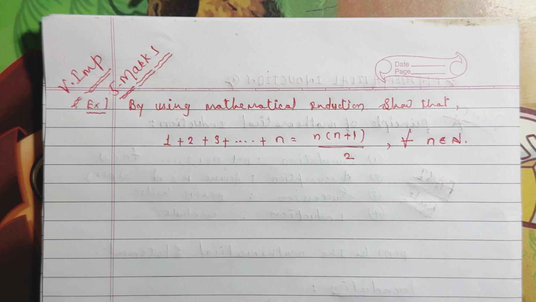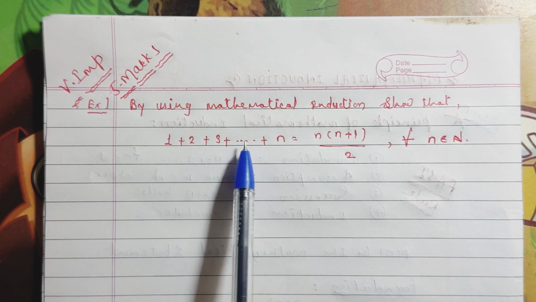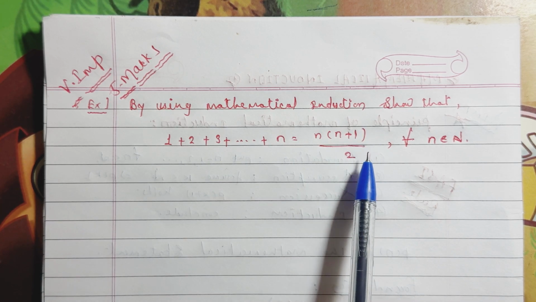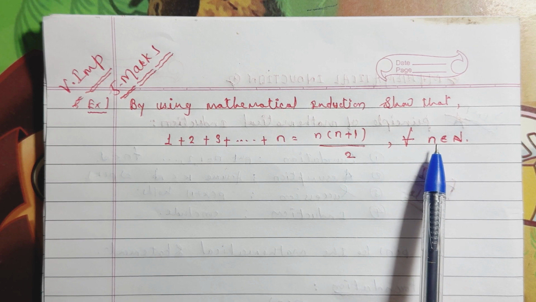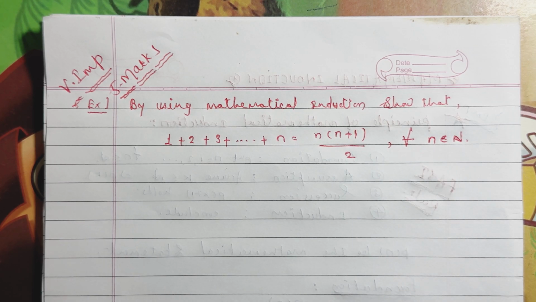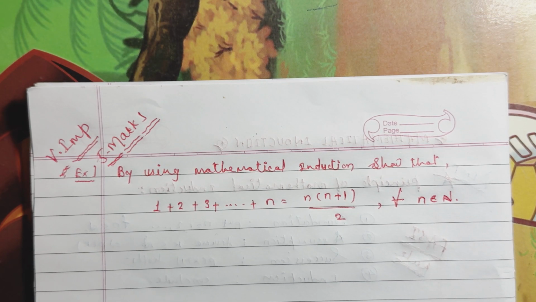Now here in our example, what is given: using mathematical induction we have to prove the sum 1 plus 2 plus up to n is n into n plus 1 by 2, for every n belonging to the natural numbers. Here we can see that the sum of the first n natural numbers is n into n plus 1 by 2. It is like this.